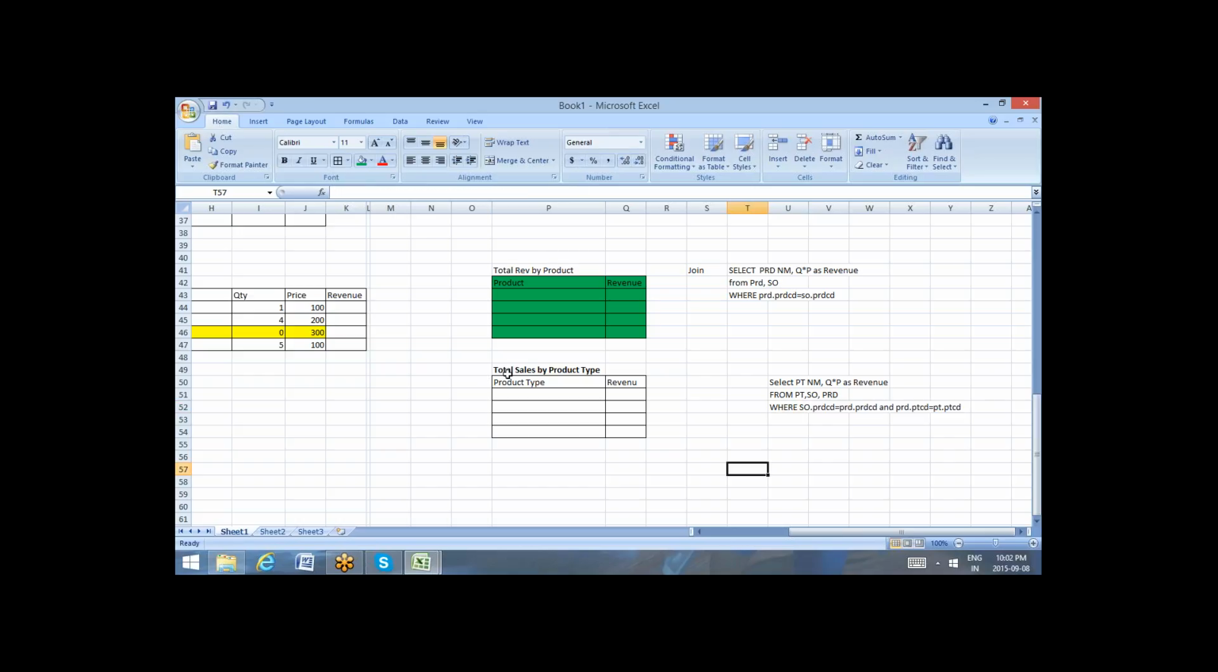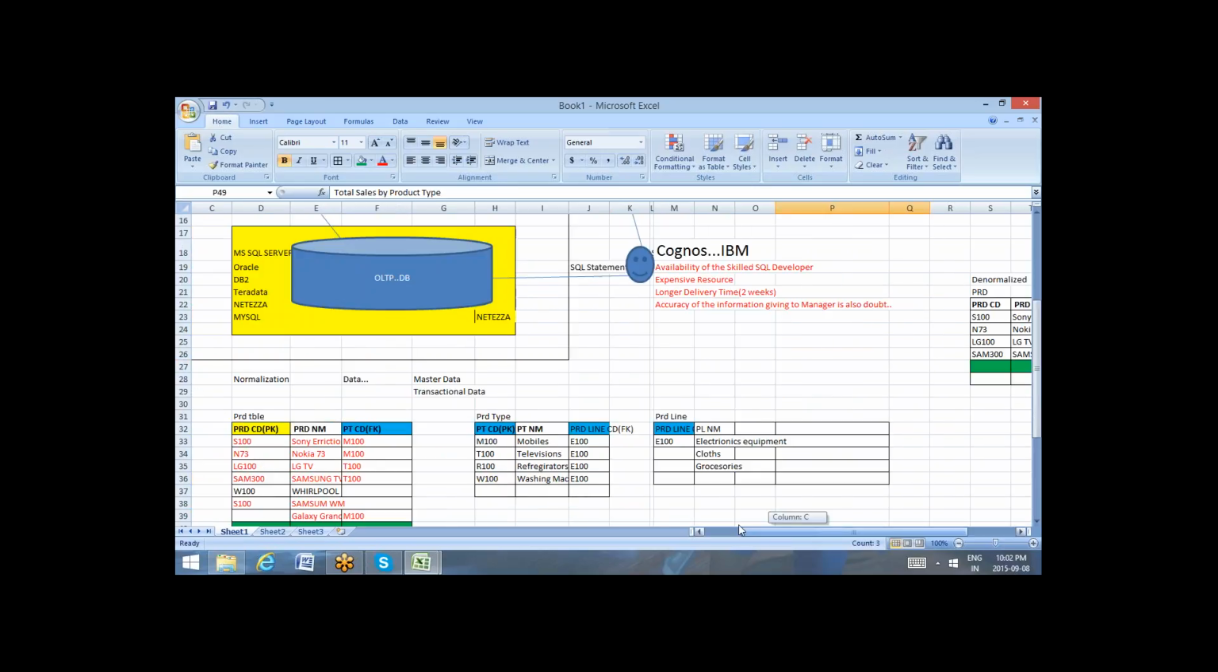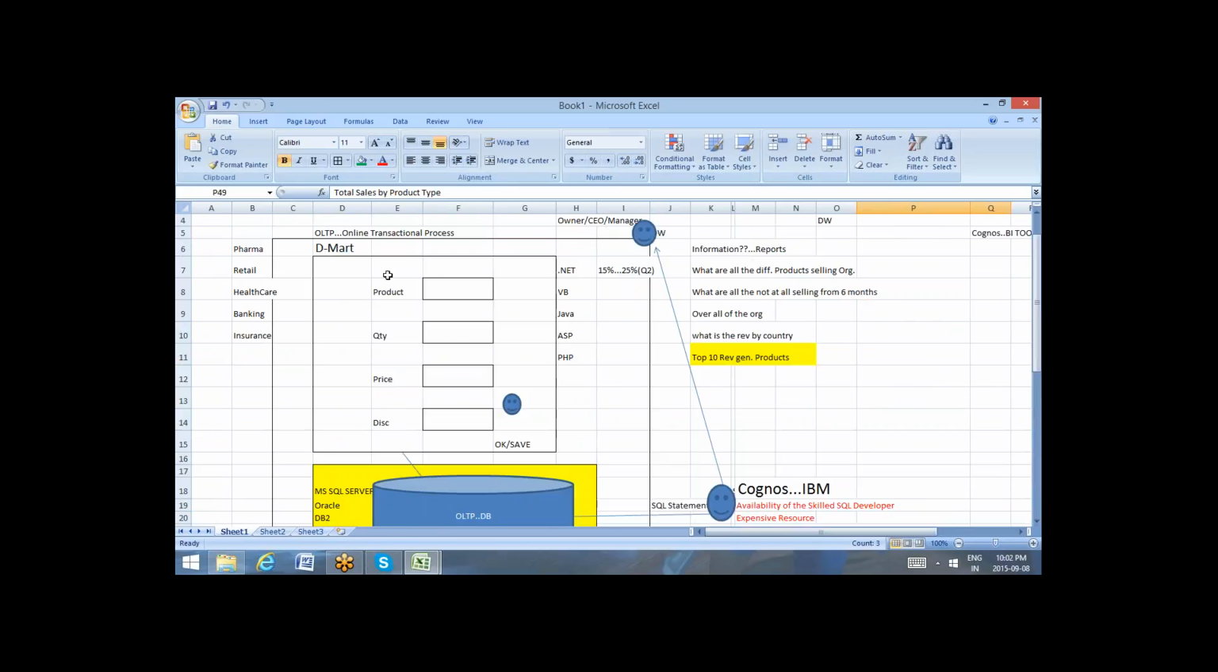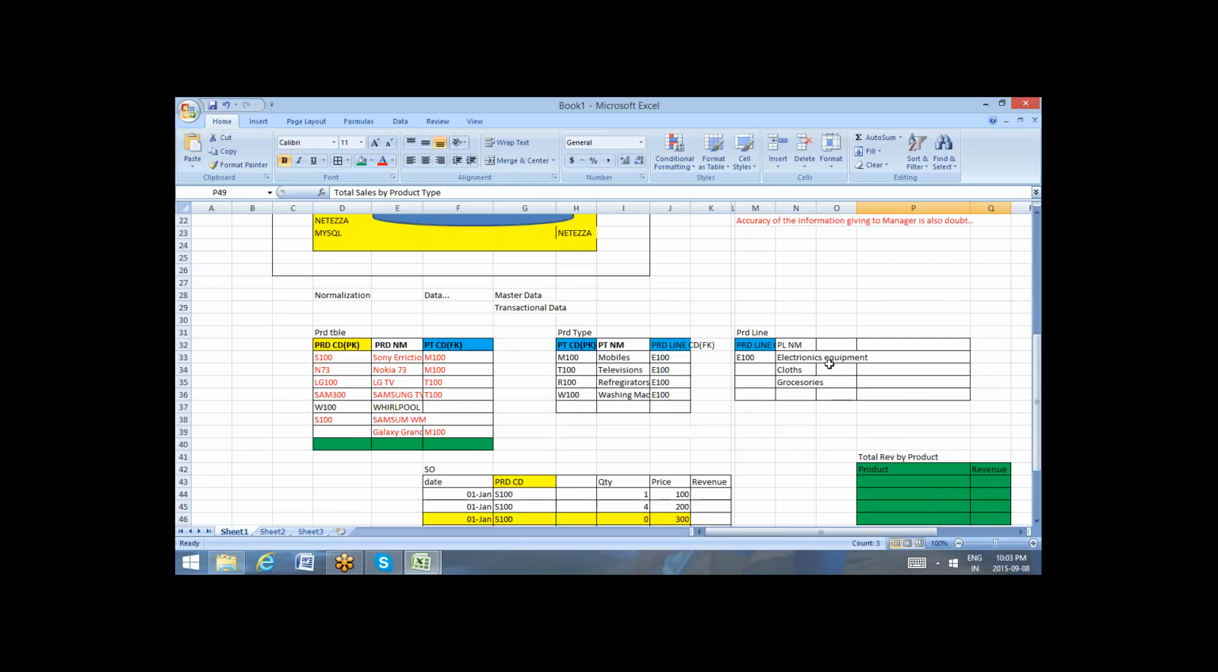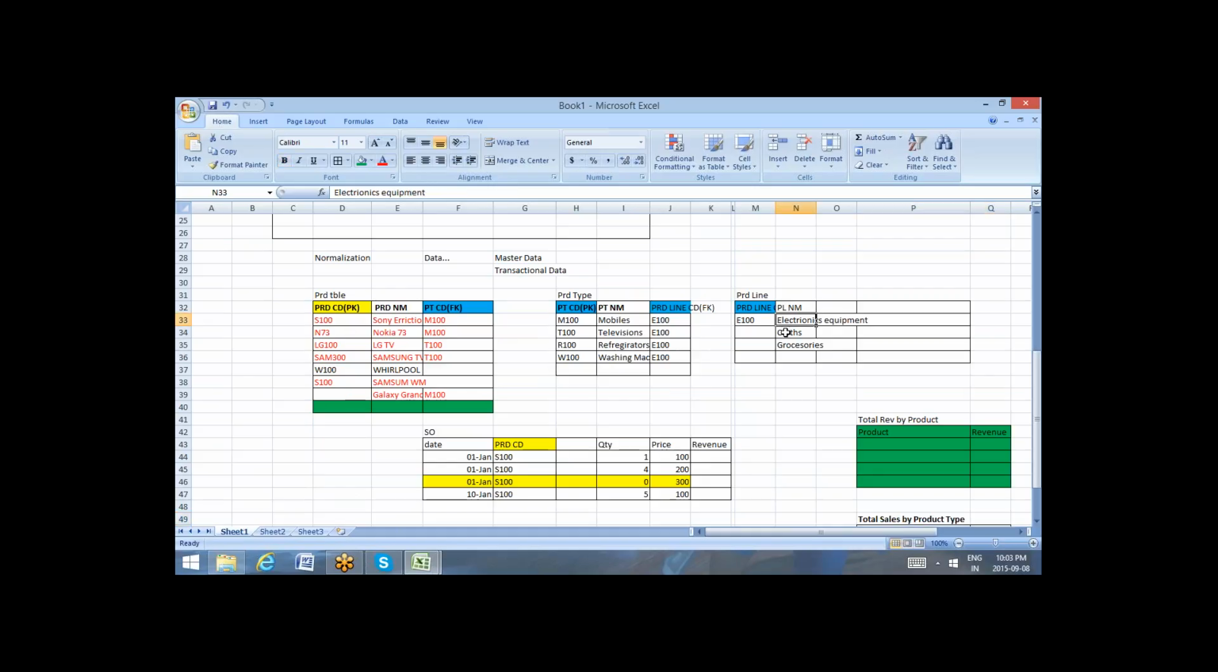Okay, so maybe if you submit this report to the top level manager, who is trying to analyze his business, immediately he may also ask you, can you also bring me some information about the total sales or revenue generated by line of business, or product line. He wants to understand which line of business is more profitable to the company. Is it the grocery business, or maybe clothes, or maybe electronics equipment? He wants to understand that kind of information.